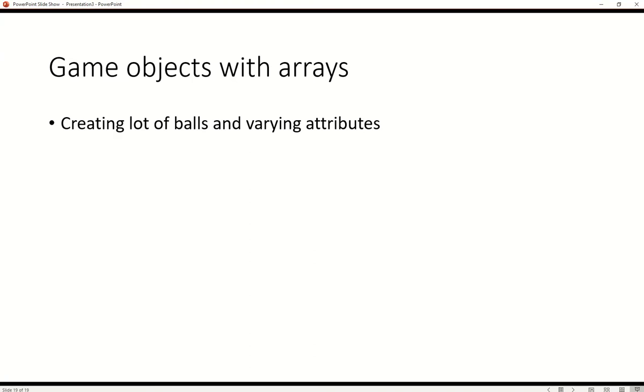So in this video, I want to show you how to generate a lot of game objects quickly and also with varying attributes. And we're going to use an array for this. Actually, we can use anything. We can use a list, we can use an array. To be honest, we can use anything really. So let's get started.